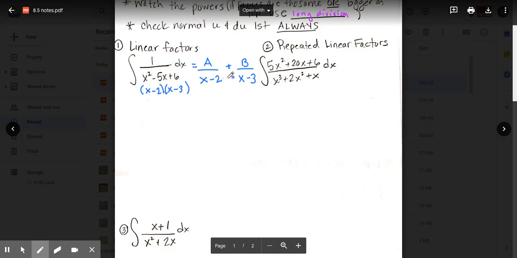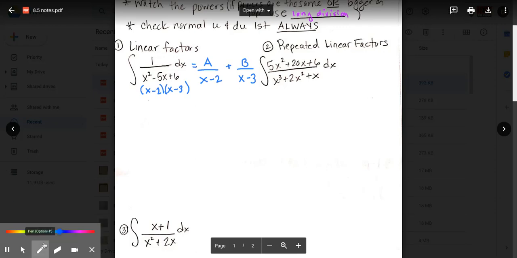Now, these are called linear factors because it's degree 1. So in the numerator, it has to be one less degree than the denominator. If the denominator is degree 1, the numerator is degree 0, which is just a constant. So A and B just stand for constants.